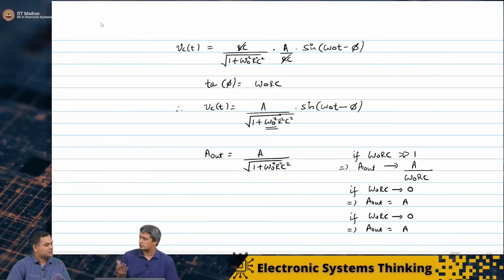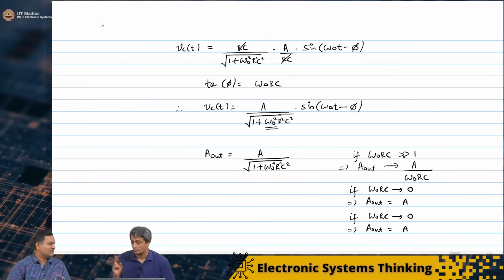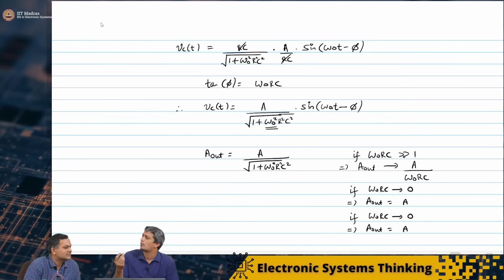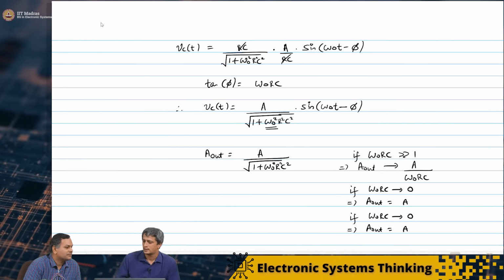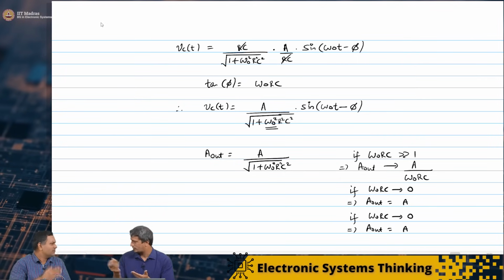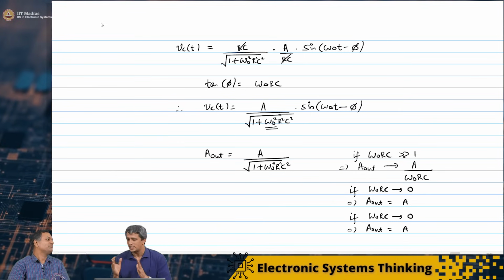The output follows the input not only in amplitude but also in phase. Now, let's not forget phase. So what happens if omega naught RC is a very small number? Then tan phi is a very small number, which means it's very close to 0. So the phase shift has to be very small.